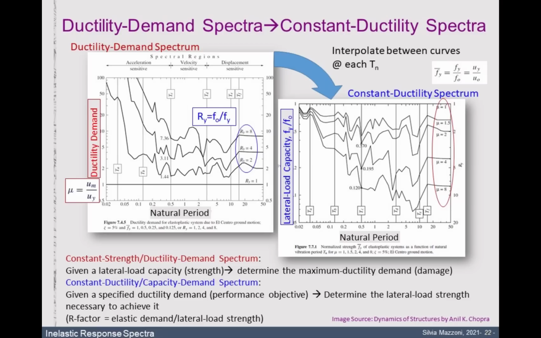Let's say you want to reach a ductility level of 5. Well, here I can find out at whatever this period here is. And so then I know that my R_y factor needs to be somewhere between 4 and 8 to achieve that ductility level. And so you could do it both ways.